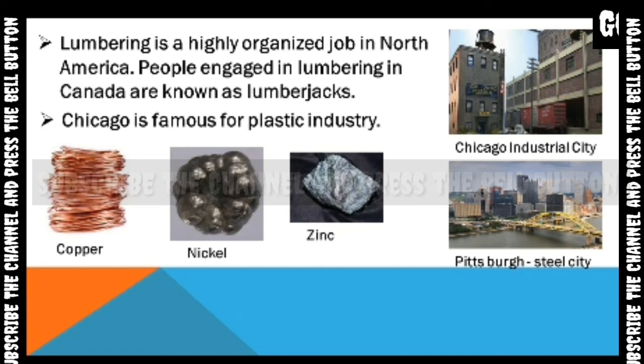Chemical industry produces a variety of articles like synthetic rubber, plastics, fertilizers, and medicines. Plastic has now replaced wood to a great extent. Plastic is a popular product prepared in all parts of the USA. Chicago is famous for the plastic industry.